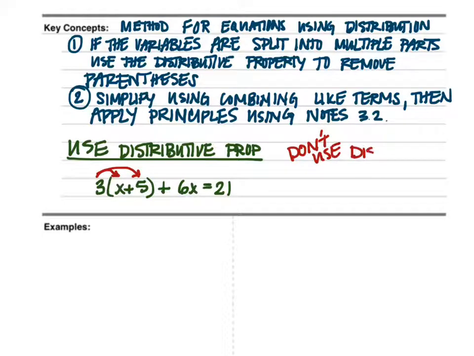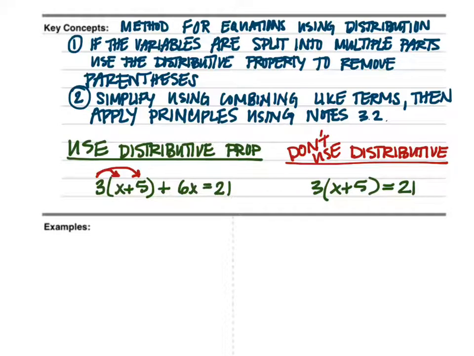Now, to counter it, a situation when we wouldn't want to use the distributive property looks very similar. What if we had 3 times the quantity of x plus 5 equal to 21? Now this is a particularly interesting case where we could use the distributive property, but it would actually add additional steps to our process.